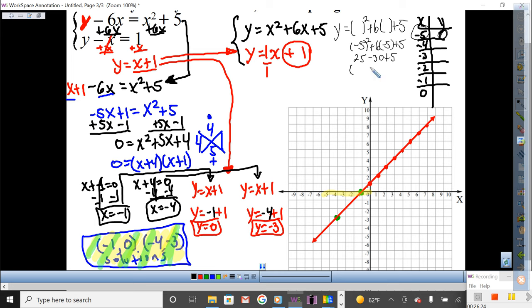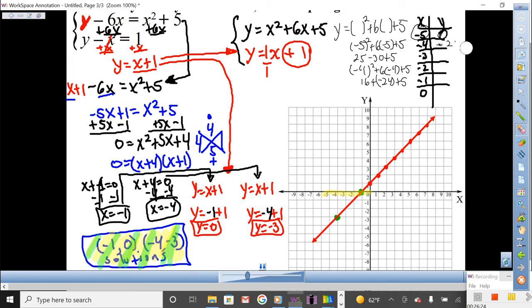Let's do it again. Next value, negative 4. What is negative 4 squared? 16 plus negative 4 times 6, that's negative 24 plus 5. So 16 plus 5 is 21 minus 24. Very good. Negative 21. No, negative 3. Not bad. Negative 3. Is that correct? Double check my work. 21 minus 24 is negative 3.